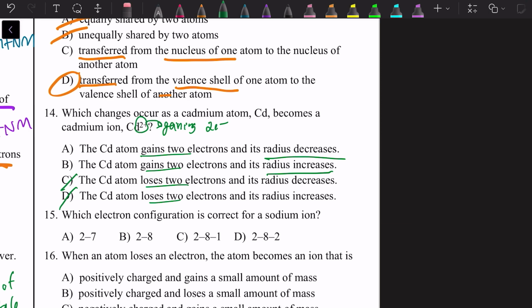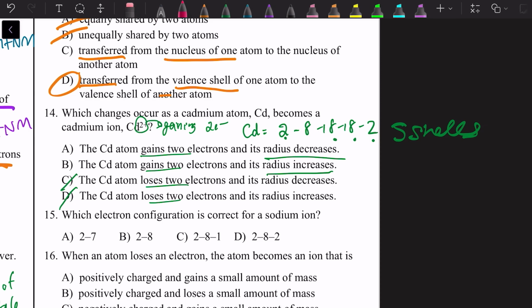So we can even see that if we look at your periodic table, Cd has the electron configuration 2-8-18-18-2. Now, when it loses 2, and this has 1, 2, 3, 4, 5 shells. Now, when you lose an electron, when you become an ion and you're a metal and you're losing electrons, you're losing that shell. So now it has 4 shells. And so your Cd ion would be 2, 8, 18. But you have now 1 less shell. So when you lose electrons, you are going to, sorry.